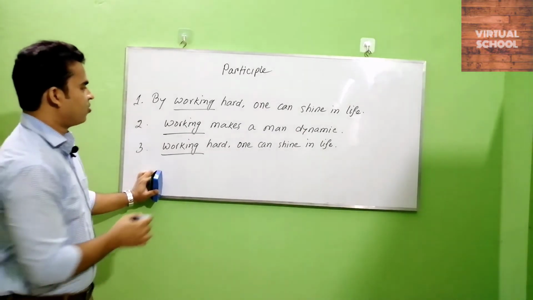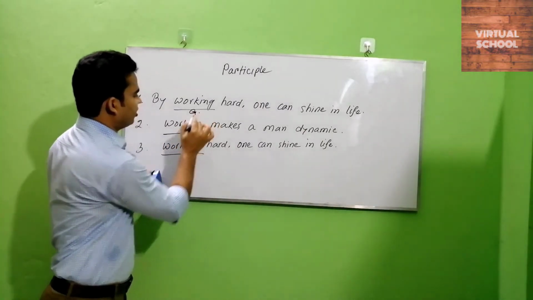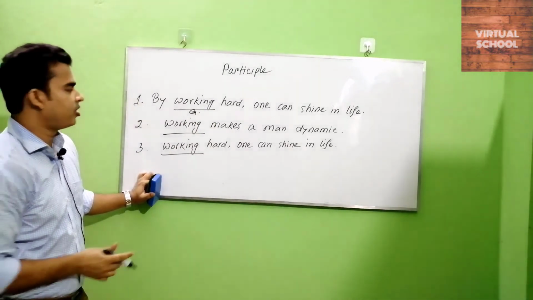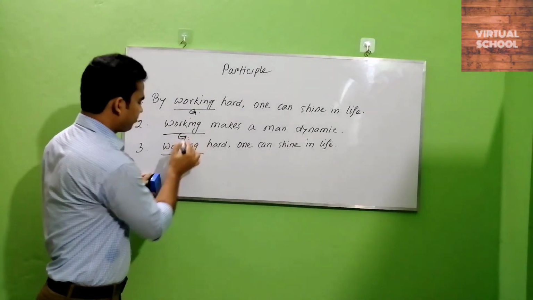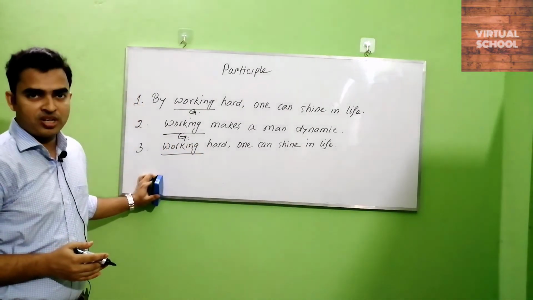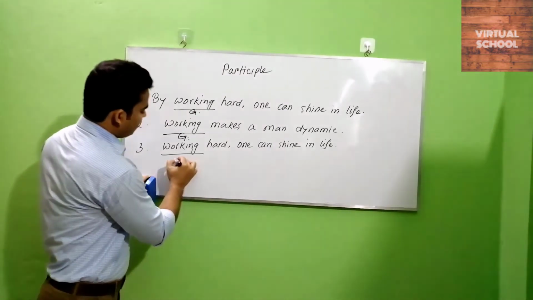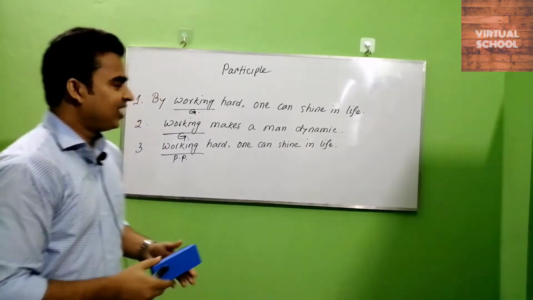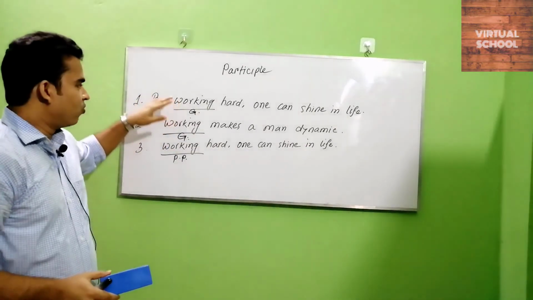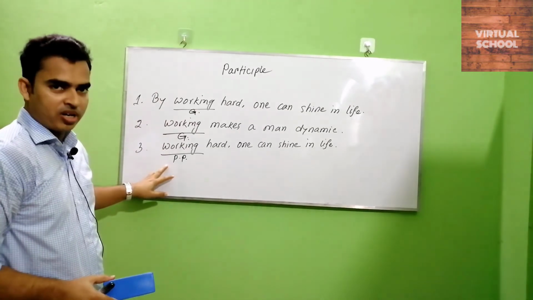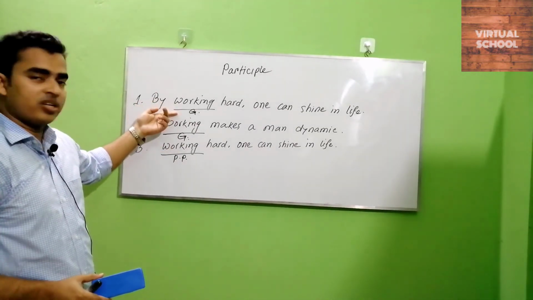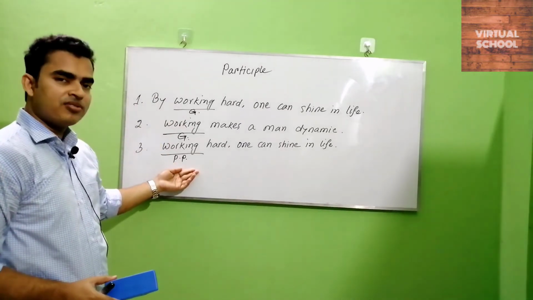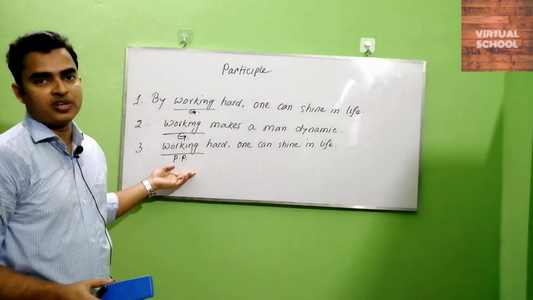The first sentence, working, is a gerund. In the second sentence, working makes a man dynamic, this is also a gerund. But working hard, one can shine in life, here this is a present participle. Why? The same words, working. But in the first sentence, working is a gerund. In the second sentence, also working is a gerund. But in the third sentence, working is a present participle.